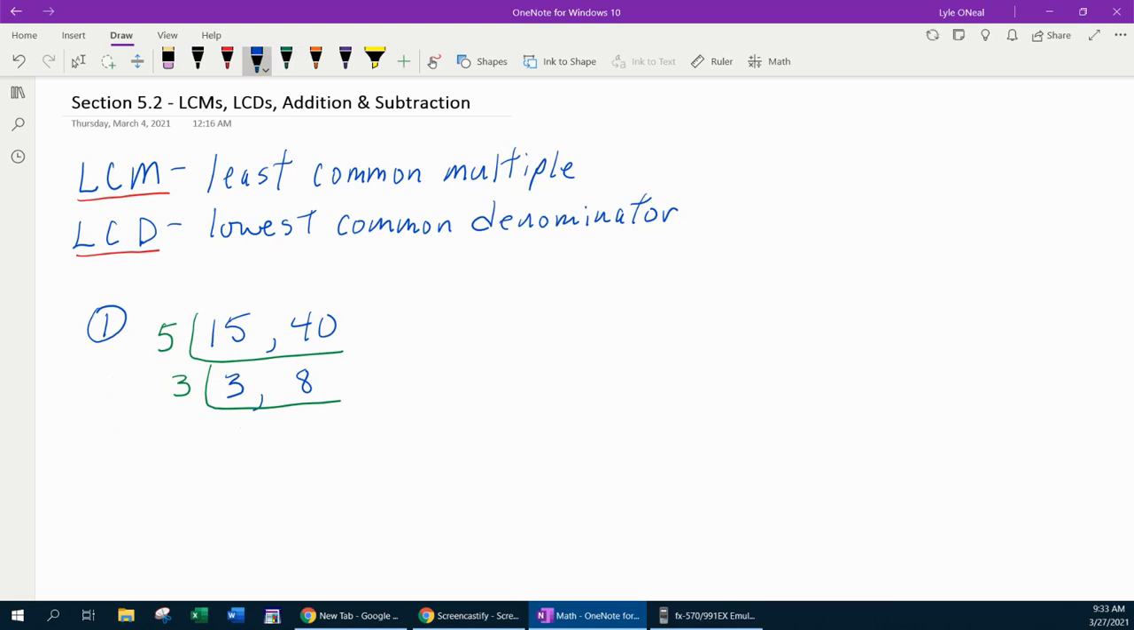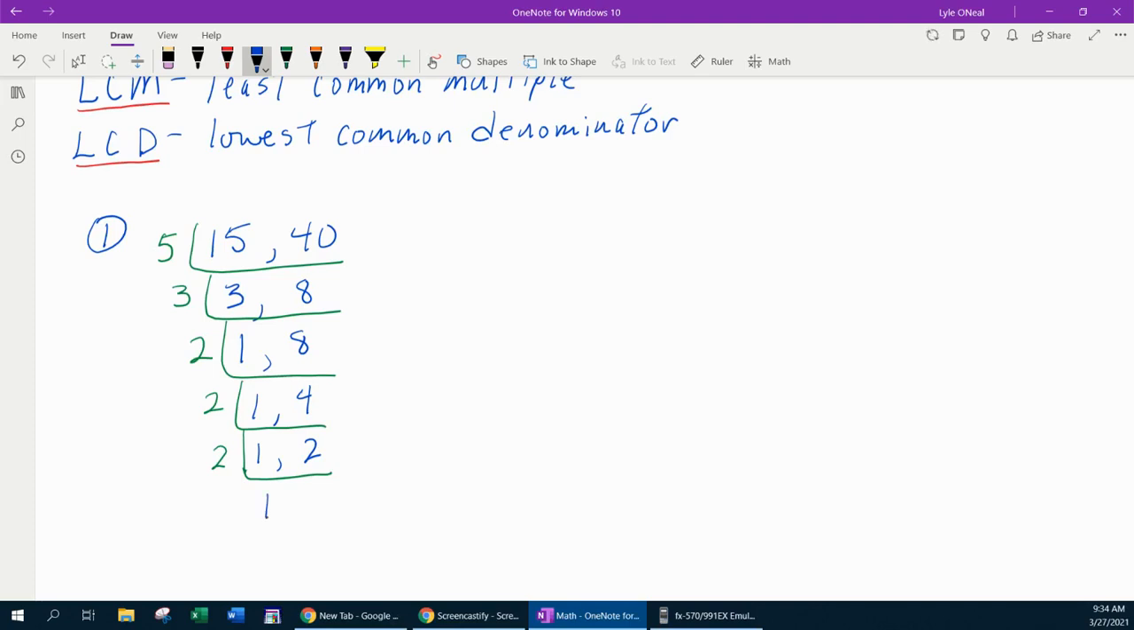So 3 goes into 3 one time, but 3 doesn't go into 8 evenly, so I'm just going to bring the 8 down. And now that I've got one of my numbers reduced to 1, I can work on the 8. And remember I said that these numbers need to be prime numbers. So 2 goes into 8 4 times, but 2 doesn't go into 1 evenly, so the 1 is going to come down. Next, 2 doesn't go into 1, but it goes into 4 2 times. And then 2 doesn't go into 1, but 2 goes into 2 one time.